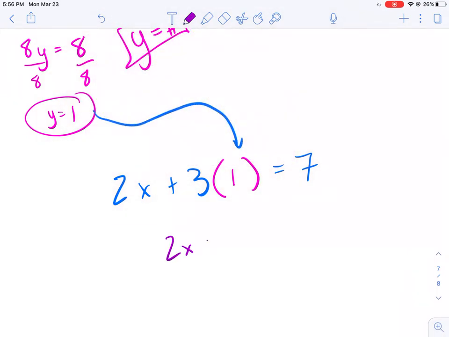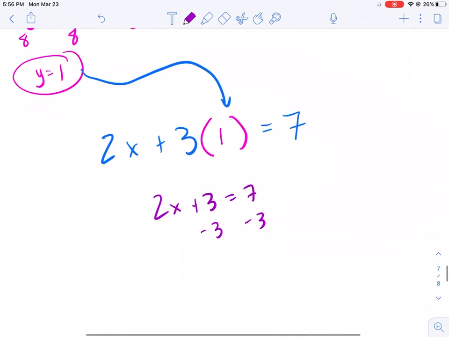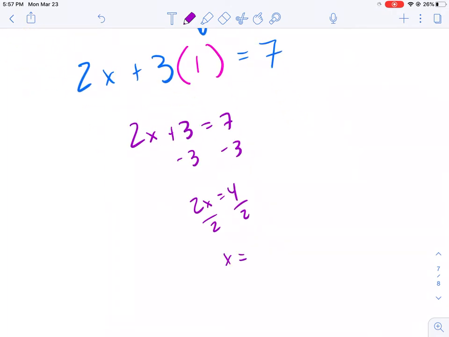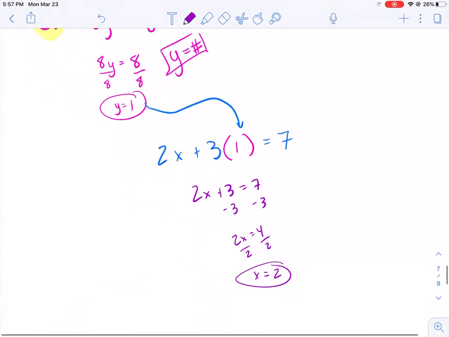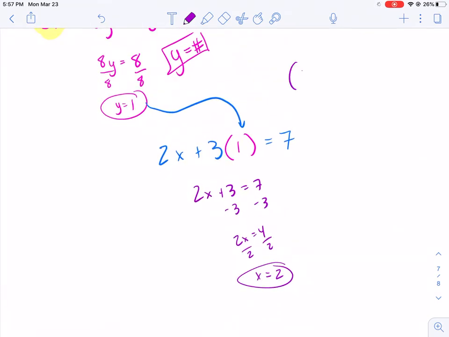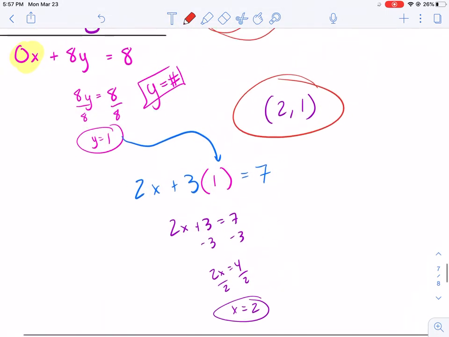So I have 2x plus 3 equals 7. I subtract 3 from both sides. I get 2x equals 4. Divide by 2 to get x by itself, doing the opposite operation of multiplying, and I get x equals 2. So my final answer, (2, 1), is the solution to the system using the elimination method.